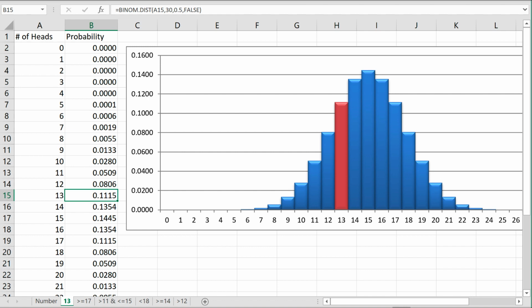Success is just the outcome of interest. Failure is any other outcome other than the outcome of interest. And there's only ever two outcomes in a binomial distribution. In this case, it's heads and tails. That's pretty easy because there's only two options anyway.